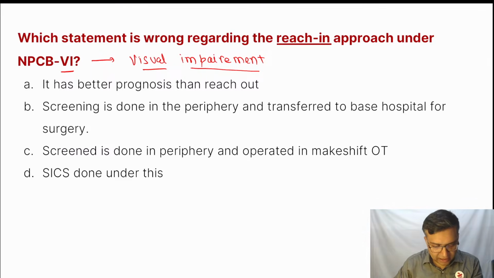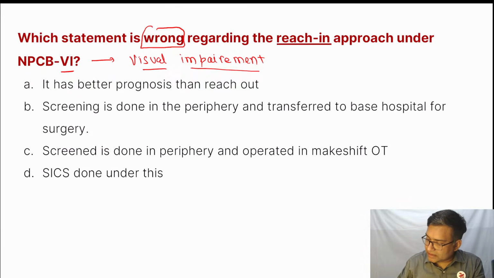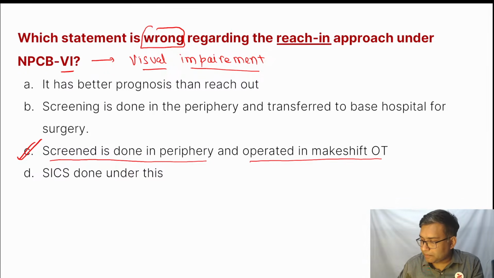So what are our options here? So the first option is it has better prognosis than the reach out strategy. The second is screening is done in periphery and the patients are transferred to the base hospital for the surgery. Option 3 is screening is done in periphery and operated in the makeshift OT, and option D is SICS is done in these patients. So which of the following they have asked is wrong? Okay, now the answer here is C. So the option here is screening is done in periphery and then operated in makeshift OT.